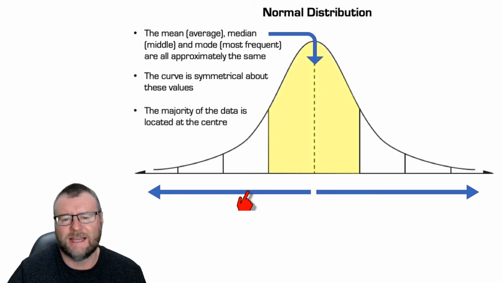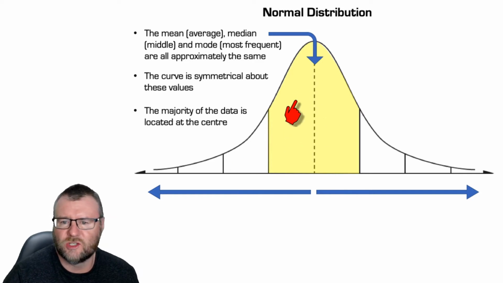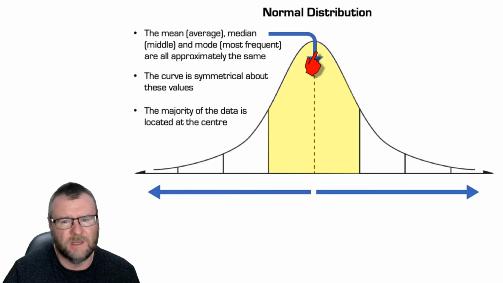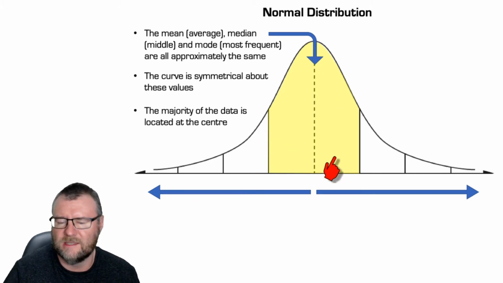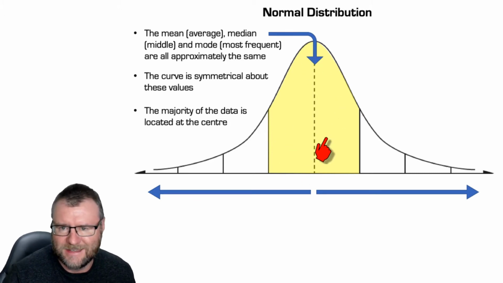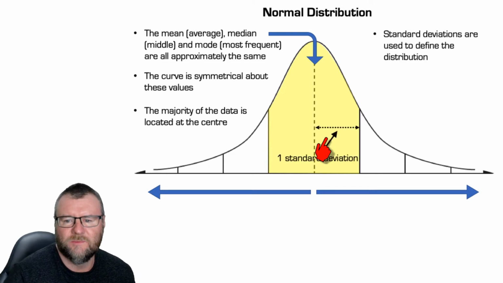The majority of the data is located in the center. You can see in this shaded section that, looking at our chart, most of our data, the biggest clump of it, all fits in this middle section here. So that's another attribute of the normal distribution.